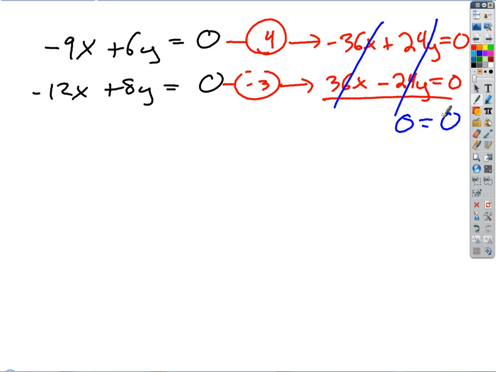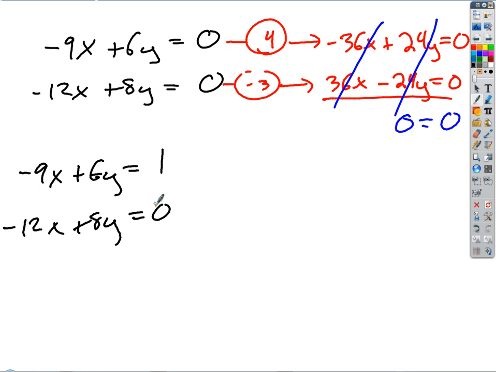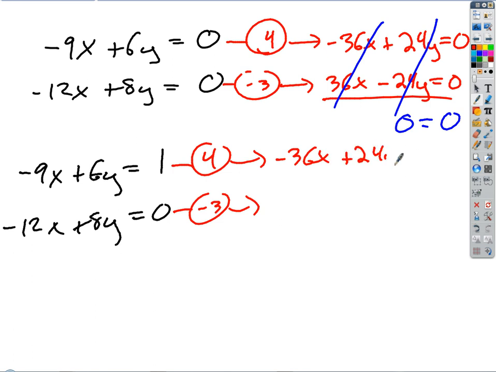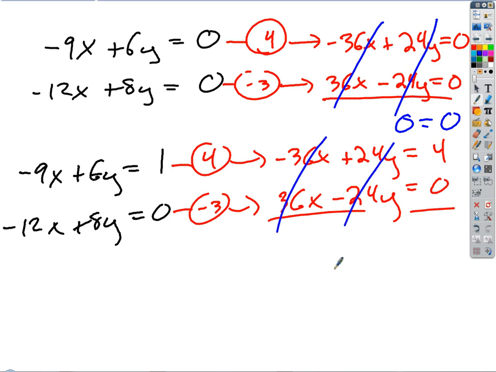Now what if in that original equation, let's just say, I'm going to leave the same numbers because we've already done all the math. What if we had negative 9x plus 6y equals 1 and negative 12x plus 8y equals 0? I would have done the same stuff, probably, to try to get the y's to cancel. If I multiply by 4 and negative 3, I'm going to get the same answer on the top, but instead of a 0, I'm going to get a 4. So this is going to look like negative 36x plus 24y equals 4. On the bottom, I get positive 36x minus 24y equals 0. Add them up. Everything cancels on the left, so I get a 0. On the right side, I get 4.